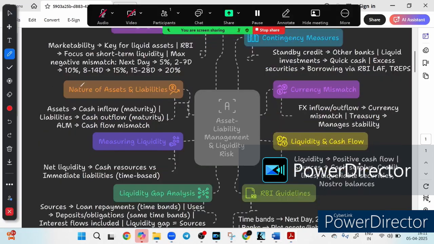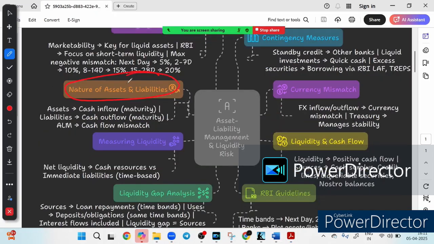You can see on the left hand side, the nature of assets and liabilities. So what does it mean? You can think of assets like cash inflow, that means incoming cash. I told you earlier also. Whenever loans are repaid, money comes into the bank. That is why a loan is a kind of asset to the bank.